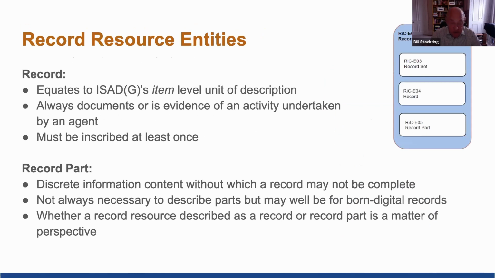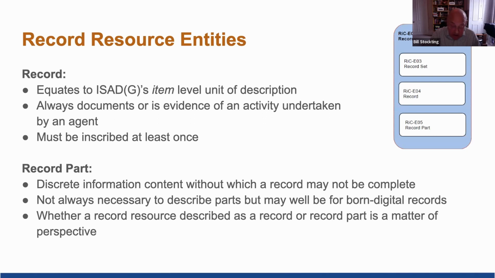So we have the record itself, which, as expressed in ICA, for example, equates to the item level unit of description. Significantly, the definition makes it clear that, whatever other uses to which a record is put, it always documents or is evidence of the activity undertaken by an agent. And that to be a record, information must be inscribed at least once. In a sense then, whether digital or analog, it needs to take a physical form and must have at least one instantiation.